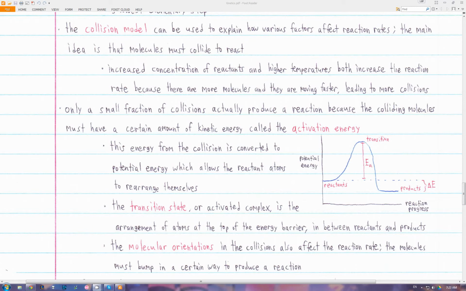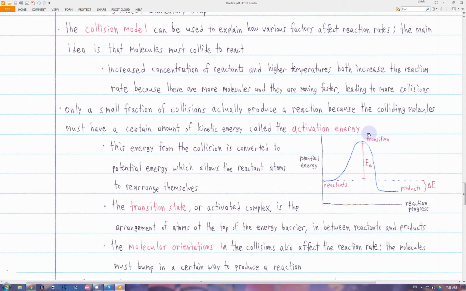Remember that in a chemical reaction, the atoms in the reactants are rearranged to form the products. So that's why the colliding molecules need to have this certain amount of activation energy in order to rearrange themselves. Here we have a diagram, as the reaction progresses, of the potential energy of the system. We start out with the reactants, and then when a collision occurs with the proper activation energy, the atoms are rearranged into something called the transition state.